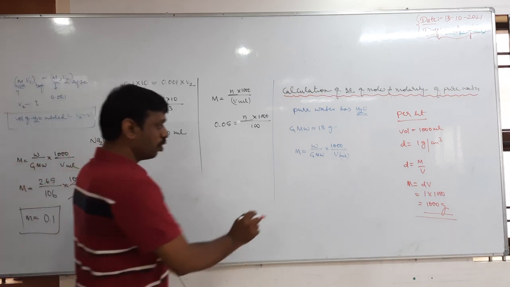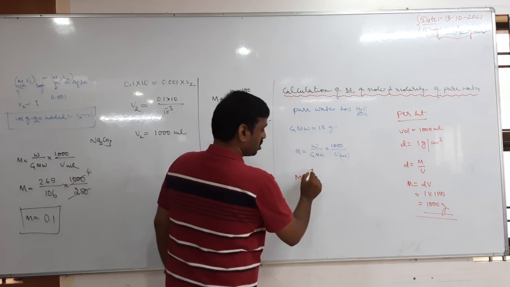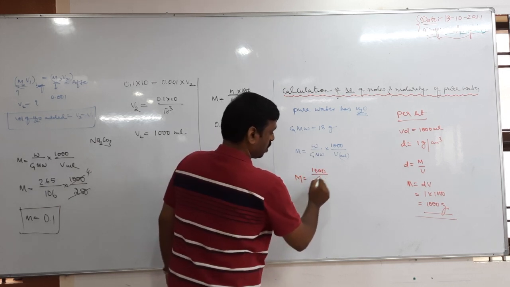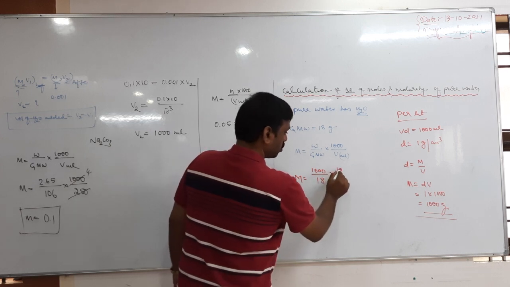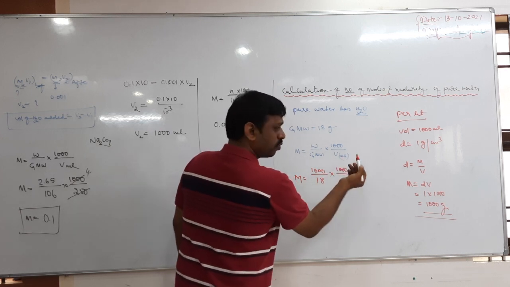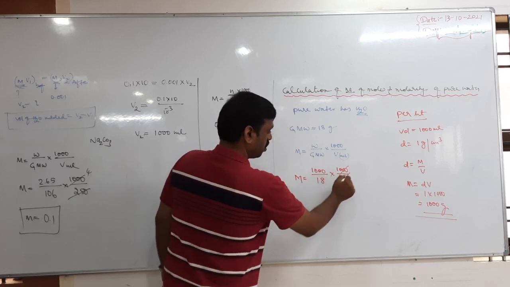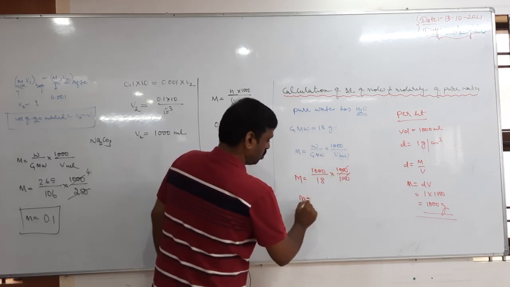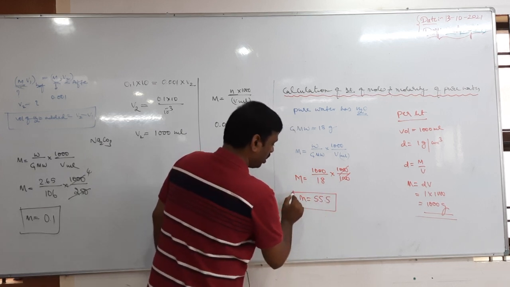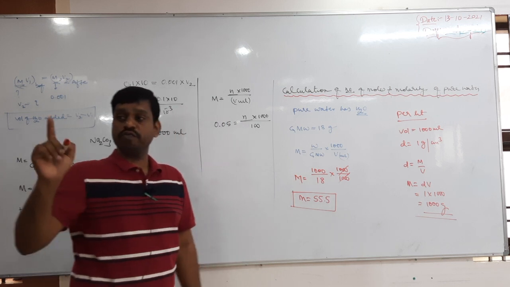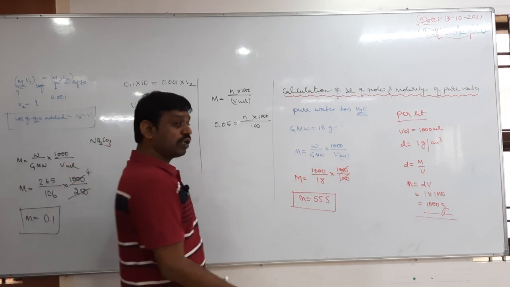That means the mass of 1 liter of water is 1000 grams. So therefore, molarity is equal to mass 1000 grams, gram molecular weight 18, into 1000 by volume in 1 liter, which is also 1000. Therefore, M is equal to 55.5. Therefore, the molarity of pure water is always 55.5. You have to remember.